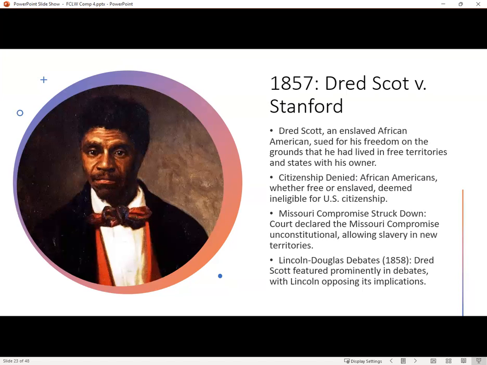So Dred Scott was an enslaved African-American, but he was living with his owner at different times in free territories. So he thought he should become free. And not only was he denied his citizenship, but they decided that the Missouri Compromise wasn't good. Every place should be allowed to have slaves, and there should be no Black person in U.S. states and territories. They would be deemed ineligible for U.S. citizenship.